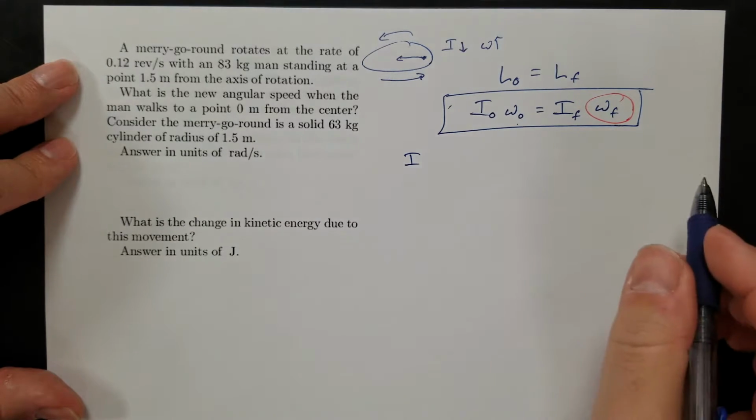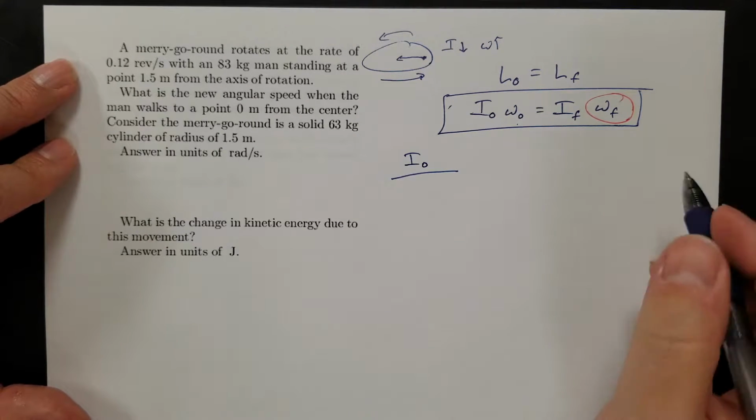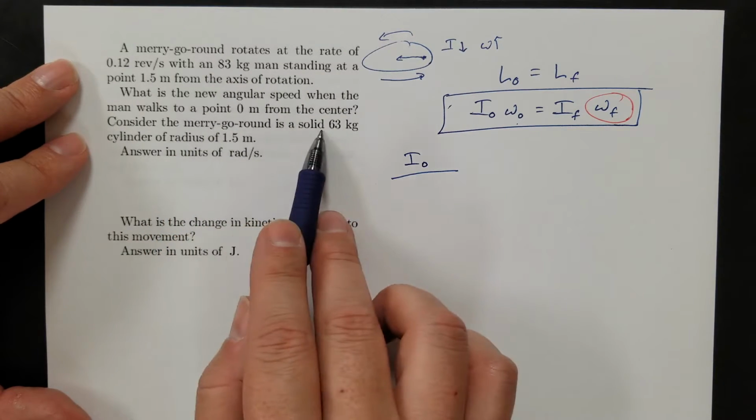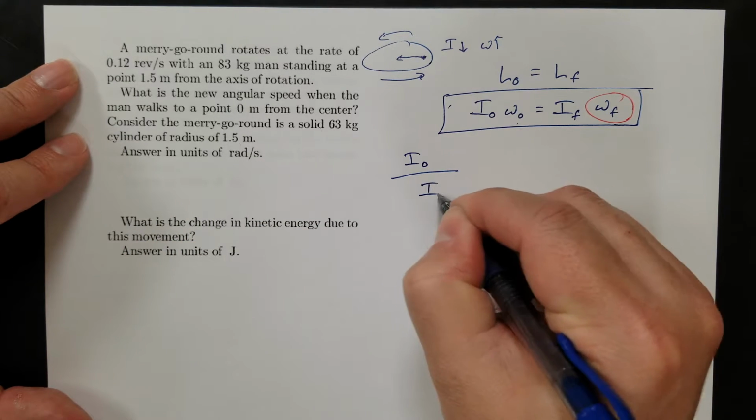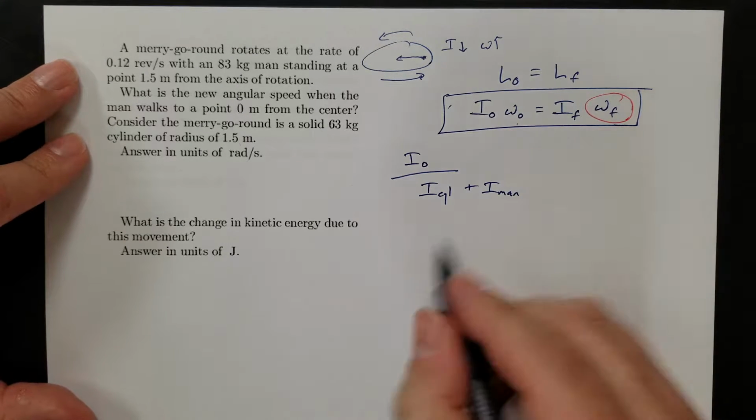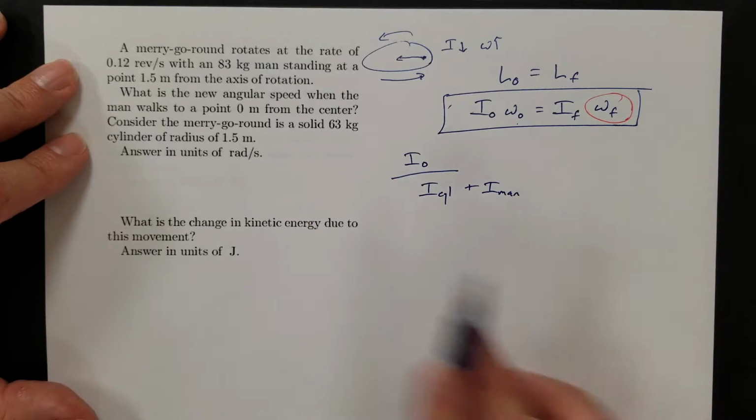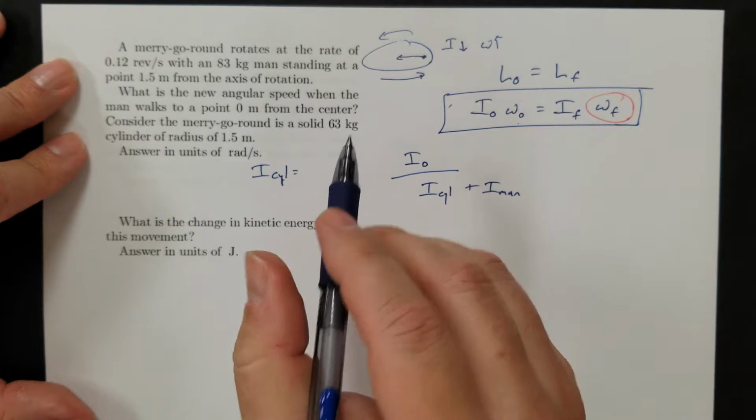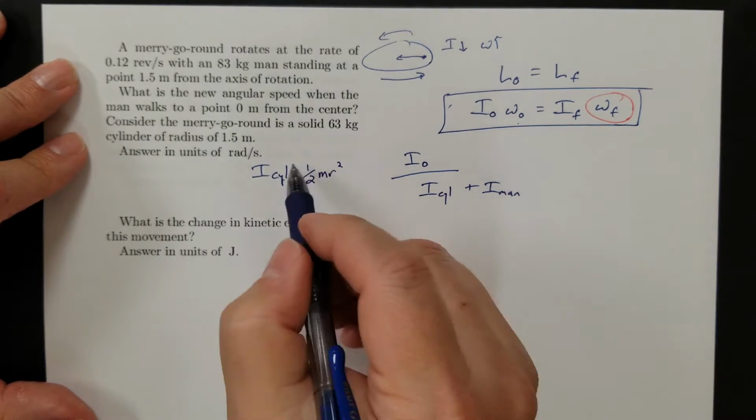Just like the other one with the guy spinning, let's get your initial moment of inertia. In both of these cases, it's the man and the cylinder. The merry-go-round is a solid 63 kilogram cylinder of this radius. So for both of these, it's the I of the cylinder plus the I of the man, for initial and for final. Why don't we go ahead and find the moment of inertia of the cylinder. The moment of inertia for a cylinder is half mr squared. I don't expect you to remember that, but I could do half mr squared.